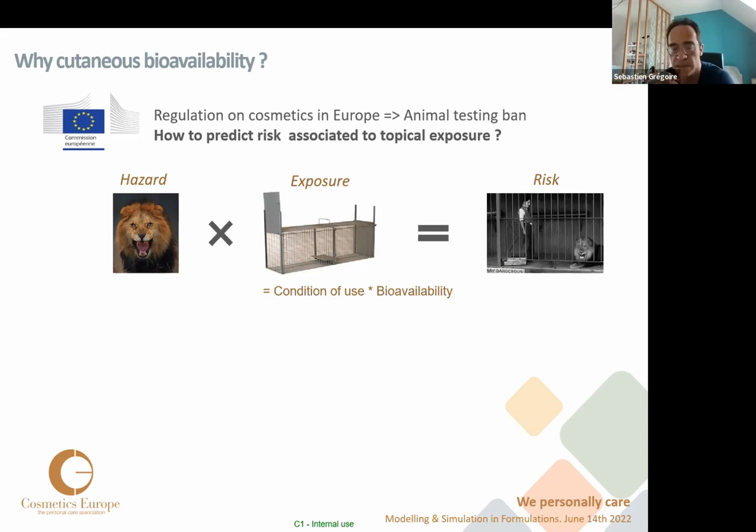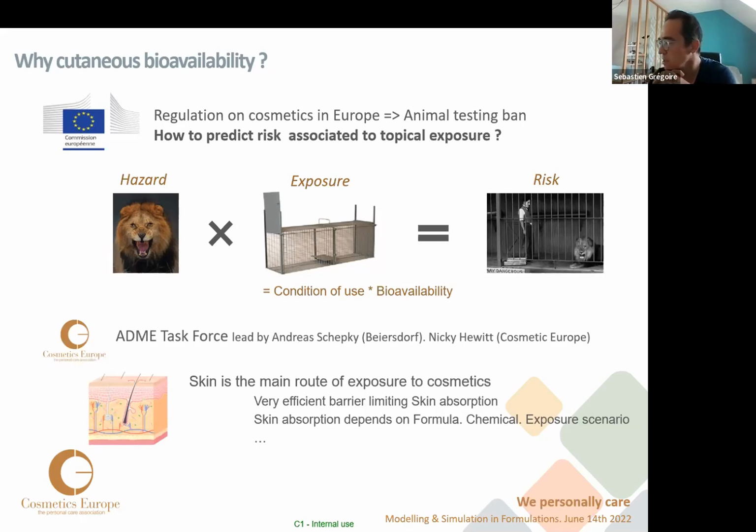It's the same thing for cosmetics or any kind of chemicals: the hazard is evaluated based on the properties of the chemical, and this hazard has to be combined with the exposure to perform the risk assessment. The exposure is also a product of two different components, the condition of use and the bioavailability. The ADME task force was created, I think, 10 years ago, and led by Andreas Schepke from Beiersdorf and Nikki Witt from Cosmetics Europe to address this question: how we can refine the skin bioavailability to improve the risk assessment.